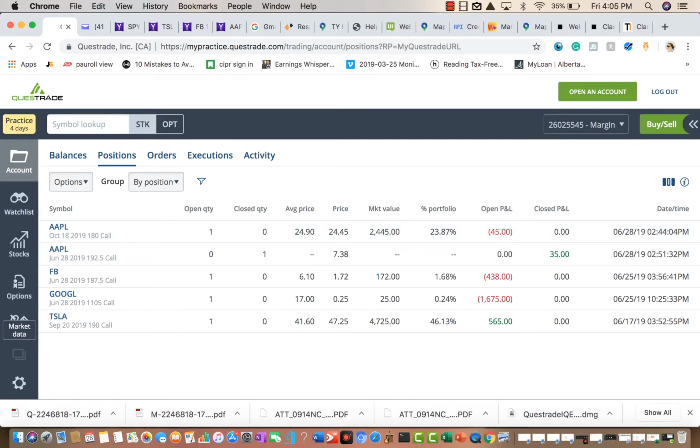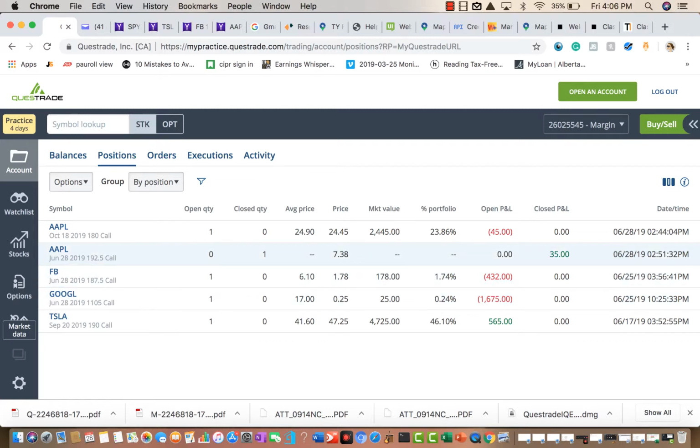Open P&L. So open P&L basically means unrealized profit or loss for open positions in your account. So right now I have 1, 2, 3, 4 open positions. Since it's actually the 28th today, these right here are expired. So I didn't buy enough time for these ones, and they didn't make enough movement in an upward direction. That's why, and I didn't close them either.